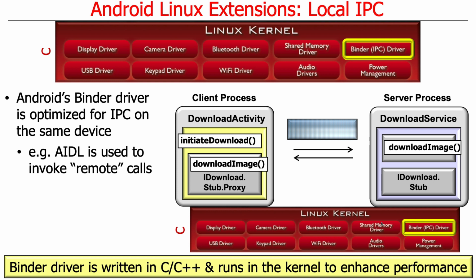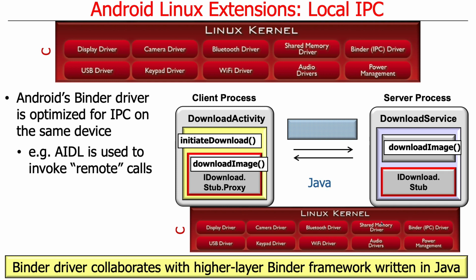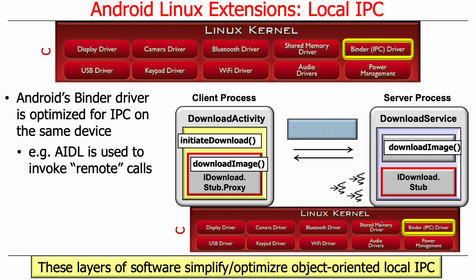The binder driver is written in C and C++, and it runs in the kernel to enhance performance. So they did that so that they could try to do things like optimization through shared memory and so on. And obviously, you as an application developer access it through Java layers. And the Java layers handle all the low-level mechanisms of encoding and decoding the data so you can make what looks like method calls with binary data in one address space and then ship it over to a different address space and have it running properly in that address space.